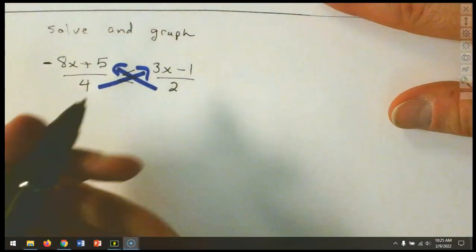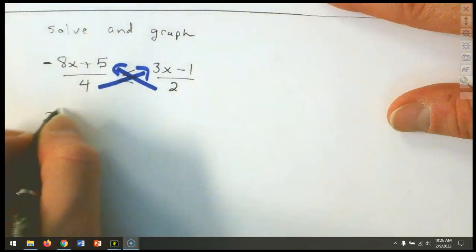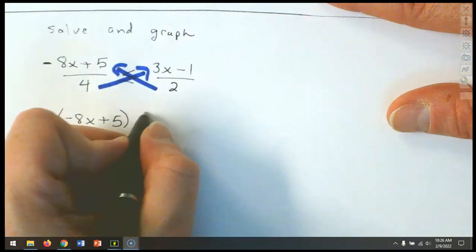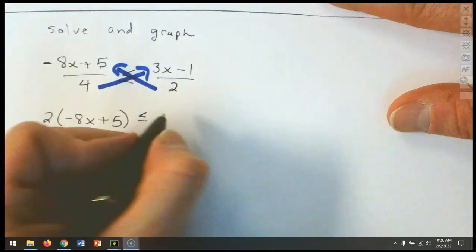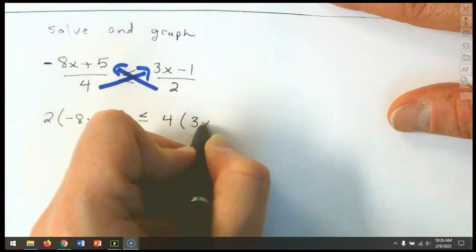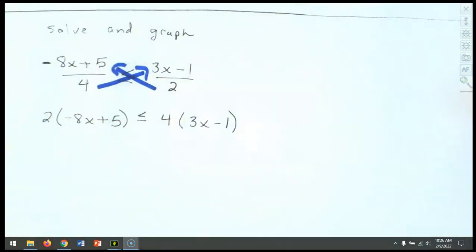So that gives you, when you cross multiply now, 2 times negative 8x plus 5. Inequality symbol stays the same. On the right hand side we have 4 times 3x minus 1. So we didn't flip that inequality symbol. All we did was cross multiply. The only time we flip the inequality symbol is at the very, very end if we divide by a negative. Otherwise, it stays the same.